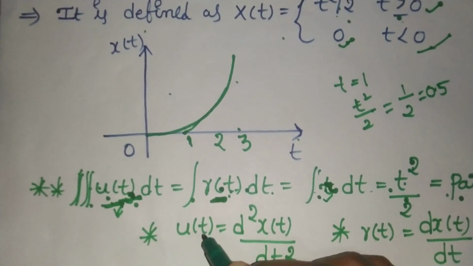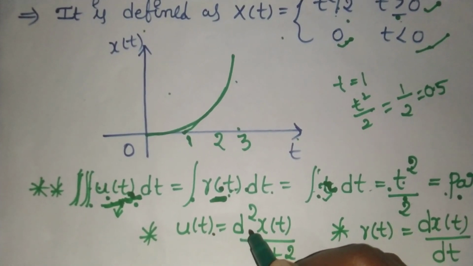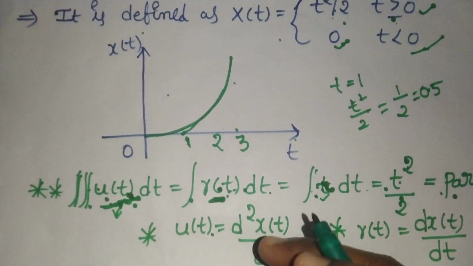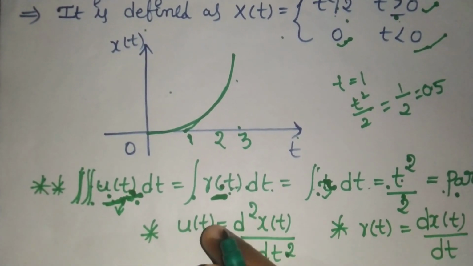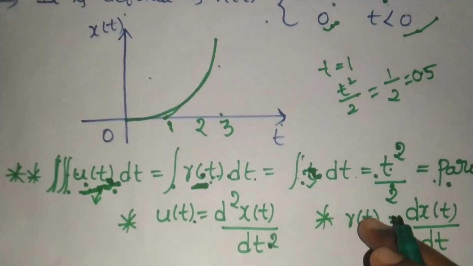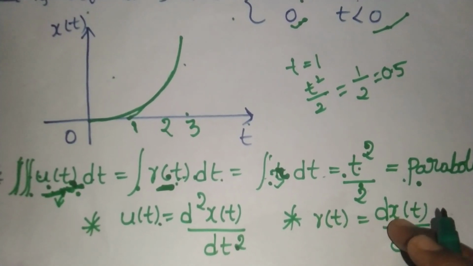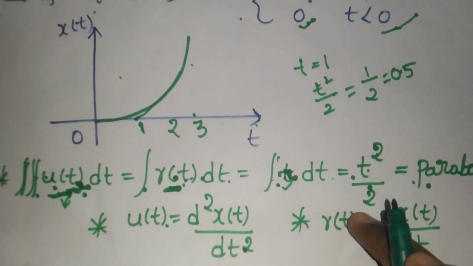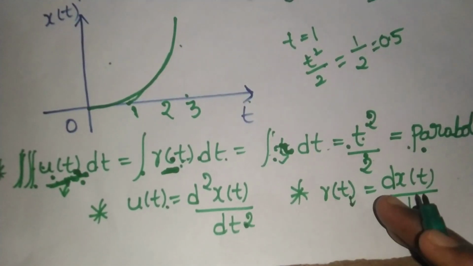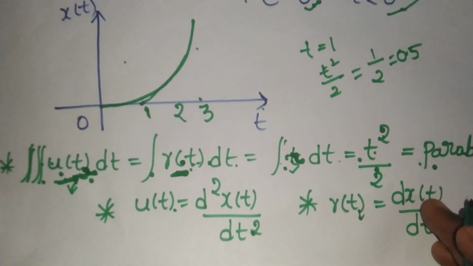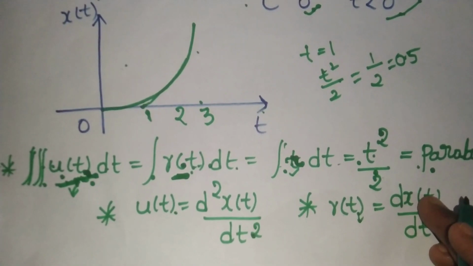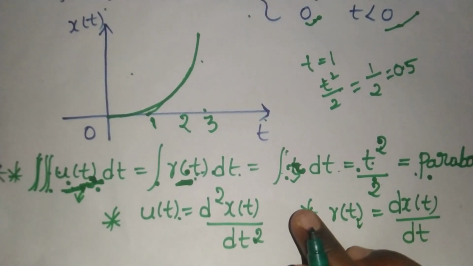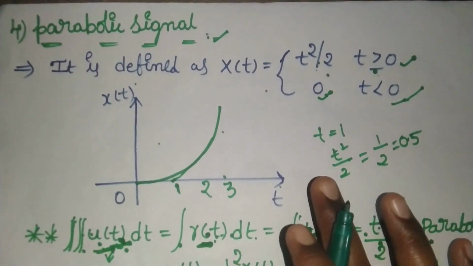And another one is u of t equal to d square x of t by dt square. If we apply differentiation to the parabolic signal two times, then we get u of t. And if we apply differentiation to the parabolic signal only one time, then we get the ramp signal. If we differentiate two times, then we get the step signal. This is about the parabolic signal.